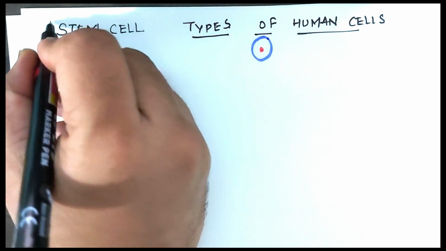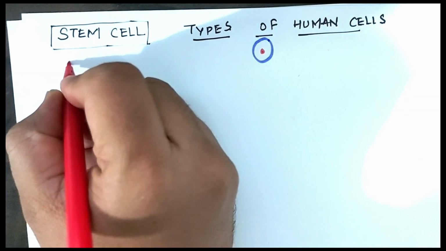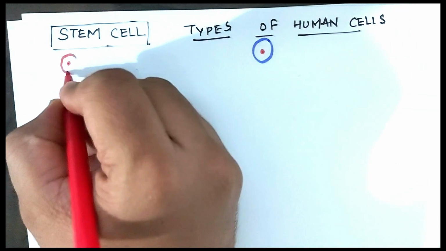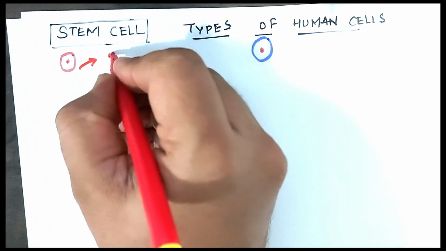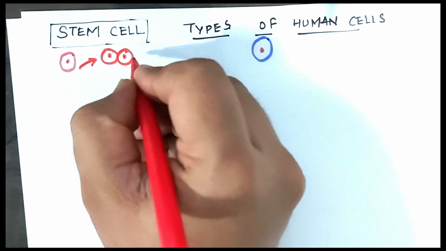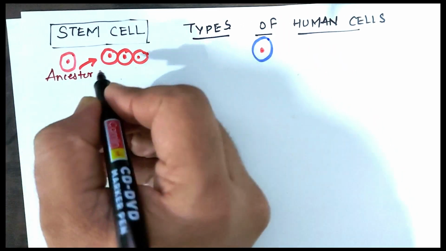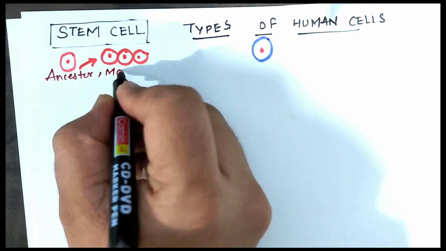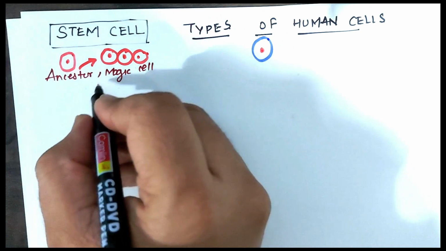These cells are called the ancestor cells because most of the organ system cells in the human body are formed from these stem cells. And like any other cell, it has a centrally located nucleus and the cell membrane. Now, stem cells are unique. They have two different properties which no other cell has.